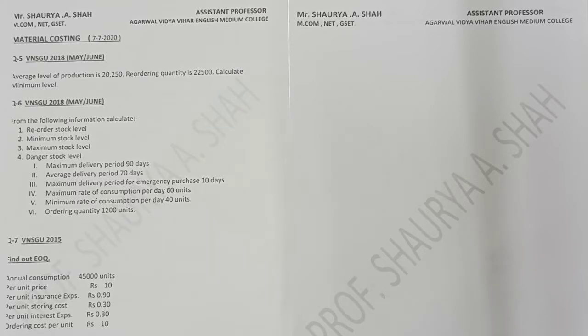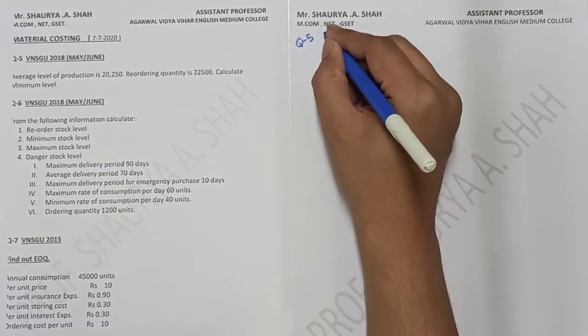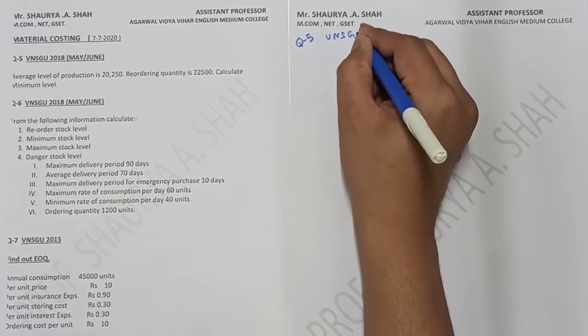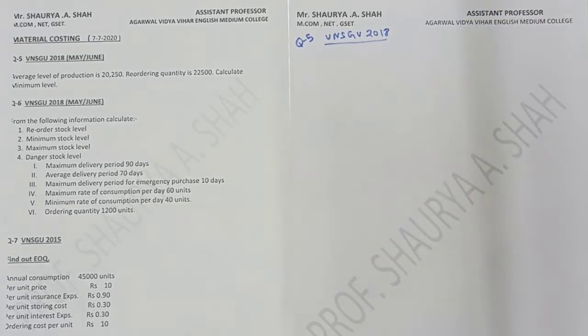If you are aware, what is the formula of average level, students? So on and so far we have studied various formulas, but many a times it will take place that when we solve the sum there will be some new formulas also. So what you need to do is prepare the list of formulas and add if any new formula is used in the sum. Fine. So we'll be starting with the sum, question number 5, that is your VNSGU 2018. What is being asked, students? You have to calculate the minimum level, right?